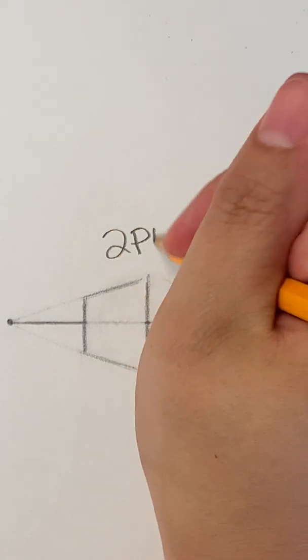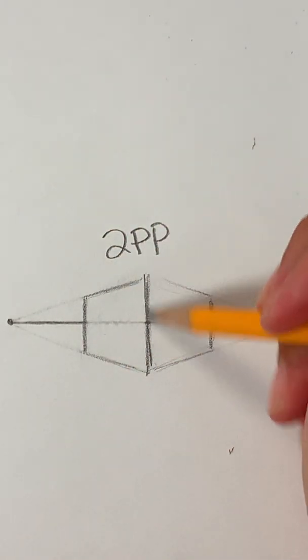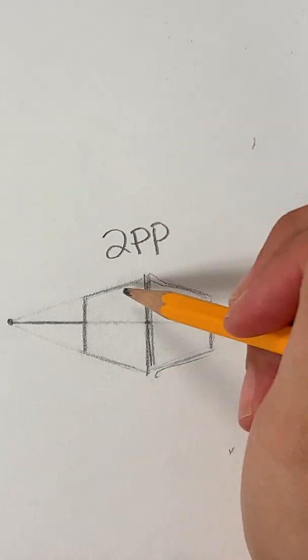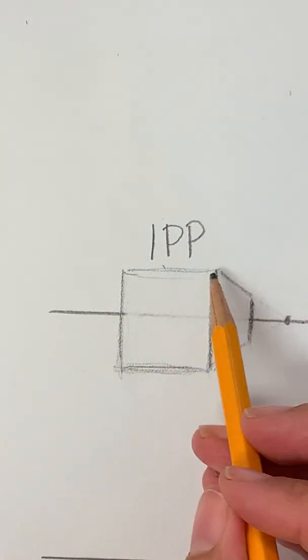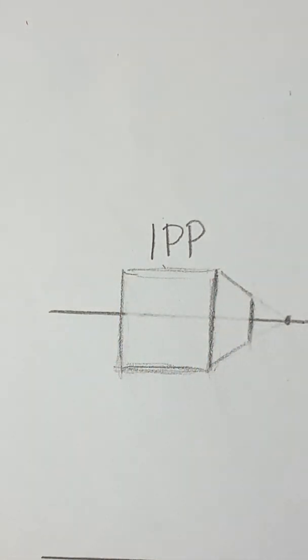Okay, so that is the difference between 1-point and 2-point perspective. You can see the edge and it vanishes on both sides, versus 1-point perspective where the front is flat and it vanishes on one side.